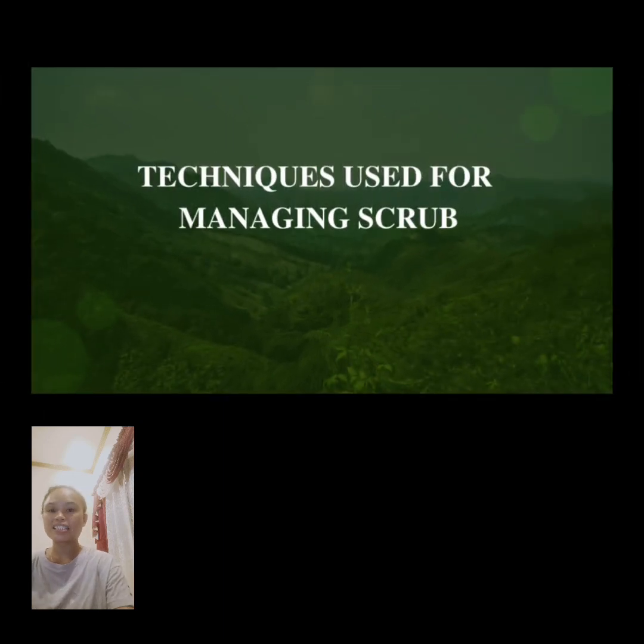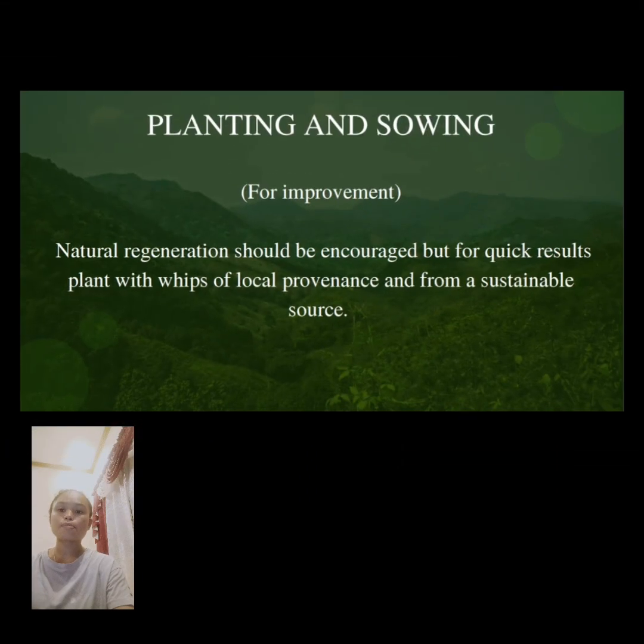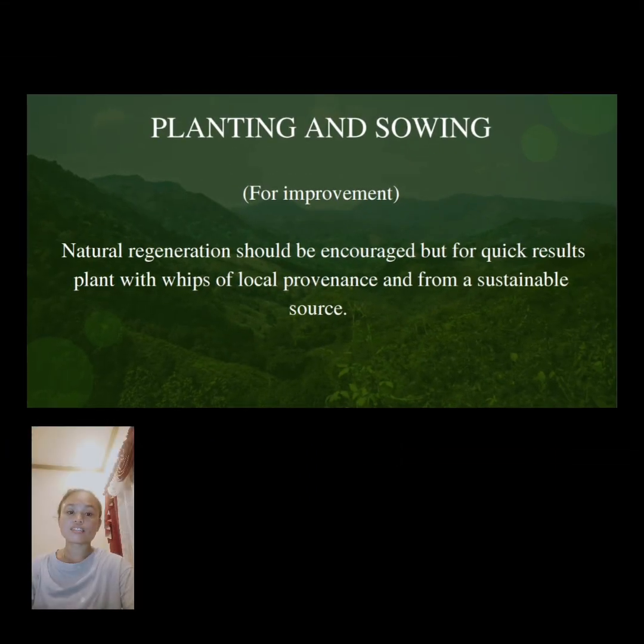Next are the techniques used for managing scrub. First is planting and sowing. Planting is very important because it helps recharge the groundwater supply, prevents transport of chemicals into streams, and prevents flooding. It provides us food, while its fallen leaves make good compost and improve the quality of soil. Being with nature improves cognitive function.